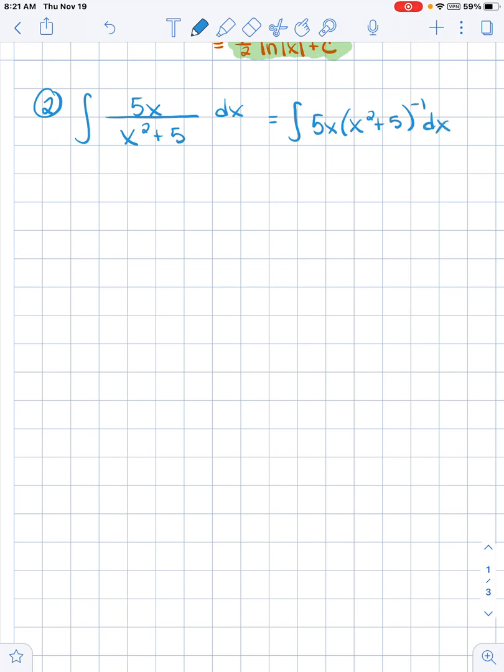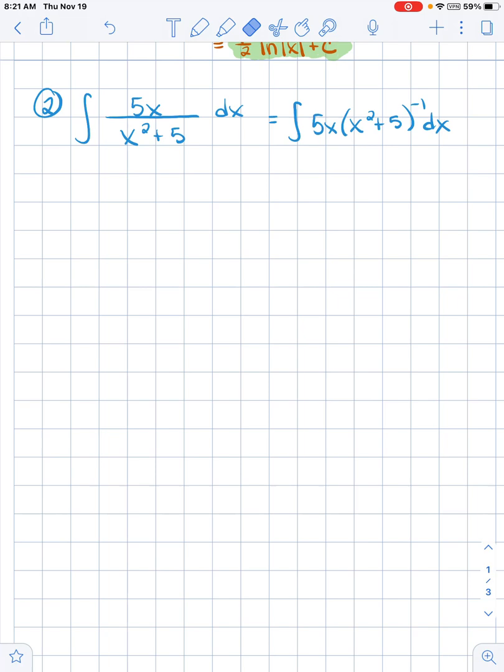that gives me a bit of an issue because I cannot distribute the 5x in. If I try, this is 5x to the first, and this whole thing is to the negative first power. I cannot distribute the negative 1 in here because the addition keeps that from happening. So really bringing that x squared plus 5 up to the numerator and making it to the negative 1 power doesn't give us any algebraic advantage.